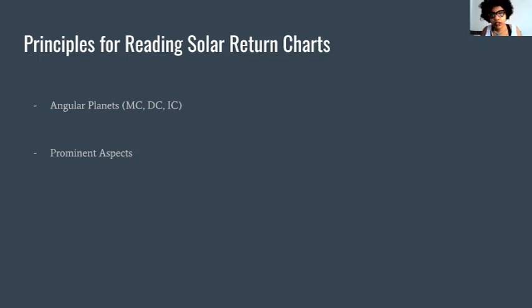You also want to look at any major aspects that the planets have to each other, to the ascendant, to the MC, to the sun and the moon. All the different things you'd want to consider when interpreting a natal chart, you apply to the solar return chart and just interpret it within the context of the next 12 months rather than a life.